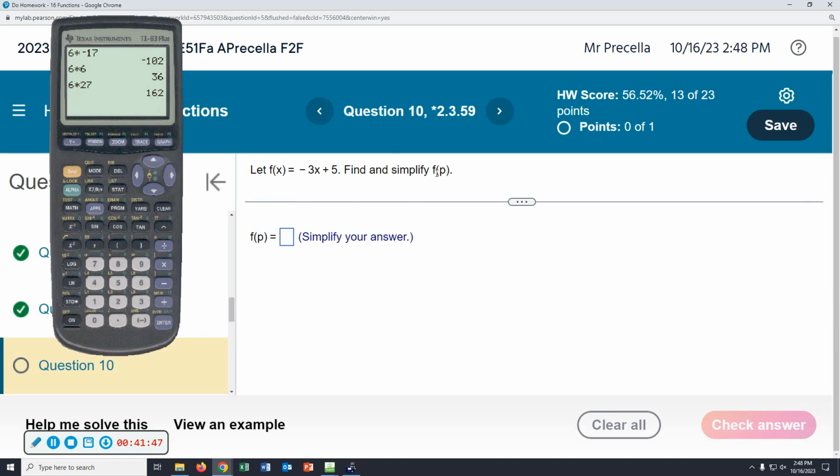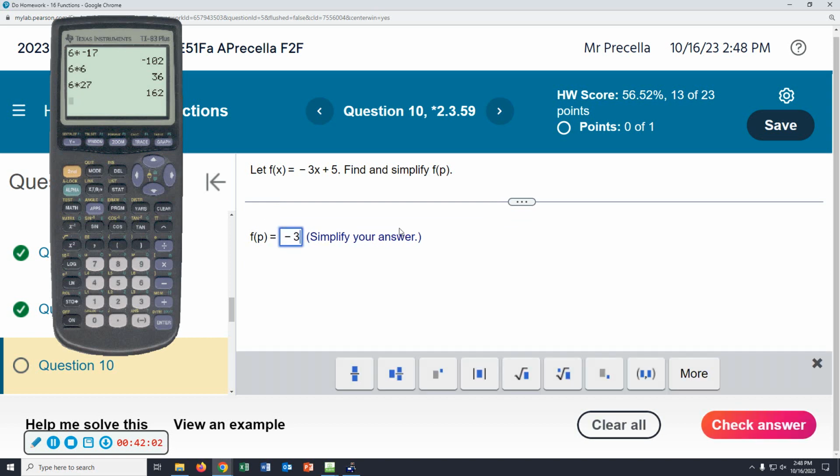Is this one easy or hard? Do we need to write down anything, or can we just type in the answer? What am I going to do? I'm going to replace the x with p. It's just a negative 3p plus 5. So change a variable, that's all it is.